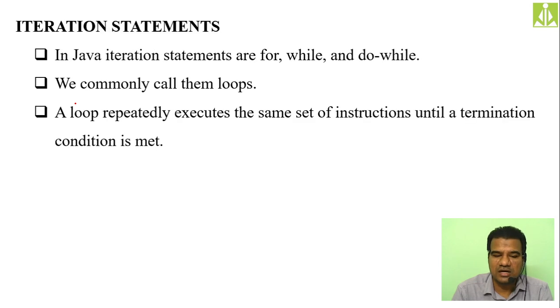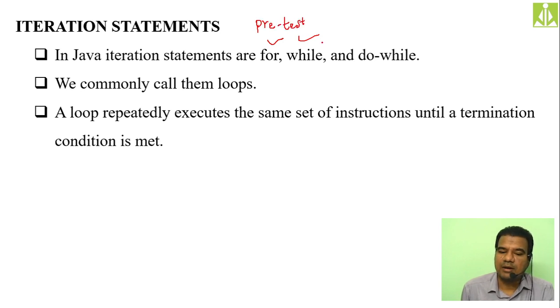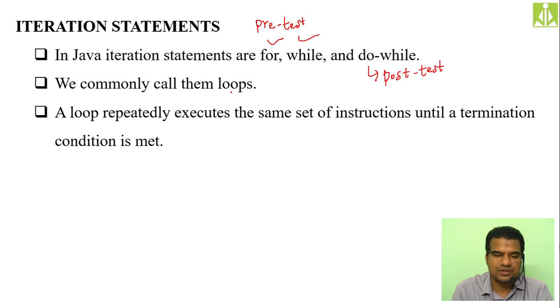Then we have the iterative statements. In Java we have three iterative statements, which we normally call loops: for loop, while loop, and do while loop. The for loop and while loop are pre-test loops, because the condition will be tested prior to the execution of the body. Whereas do while is a post-test loop, because the condition will be tested at the end of the loop body.